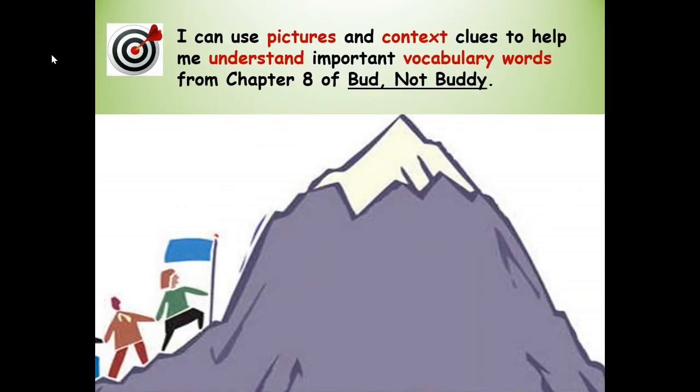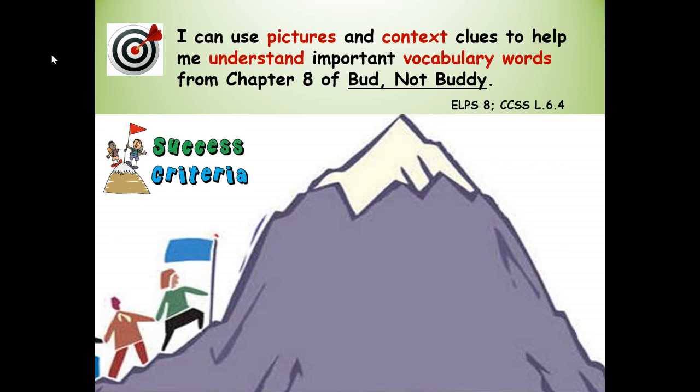For this lesson, our learning target is: I can use pictures and context clues to help me understand important vocabulary words from Chapter 8 of Bud Not Buddy. Success criteria, that means how will you know you're successful at using these pictures and context clues to understand the vocabulary words? Well, here are our steps to success.